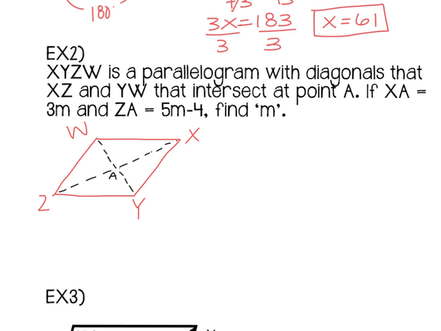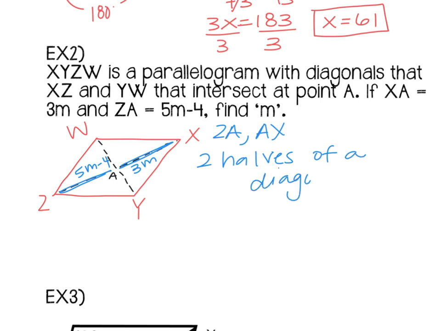If XA is 3M, and ZA is 5M minus 4, find M. So on this one, it gives us two halves, ZA and AX. It gives us two halves of a diagonal. So for two halves of a diagonal, we set them equal to each other. So I have 5M minus 4 equals 3M.